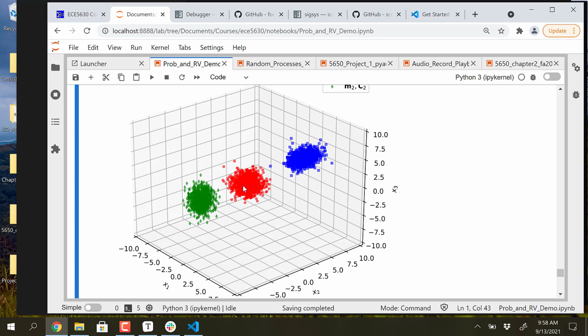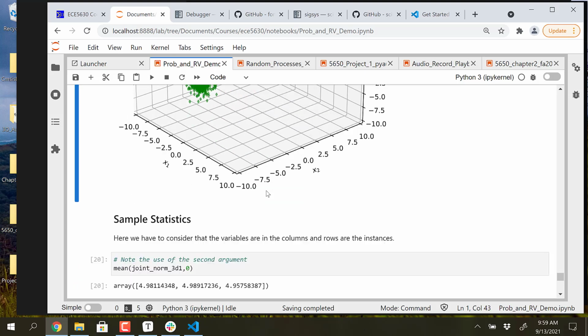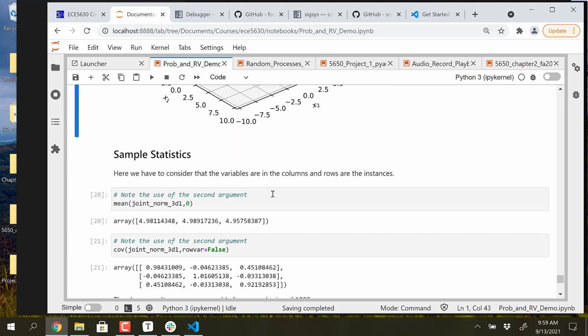So it's a nice cluster, say sphere. The green one has an ellipsoidal shape vertically, and the blue one has a horizontal ellipsoidal shape. Let's see. And then I can do statistics on that.